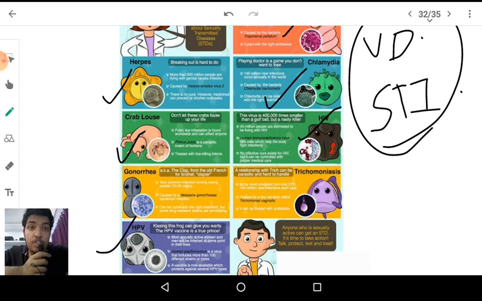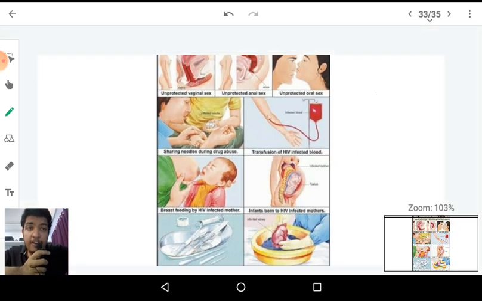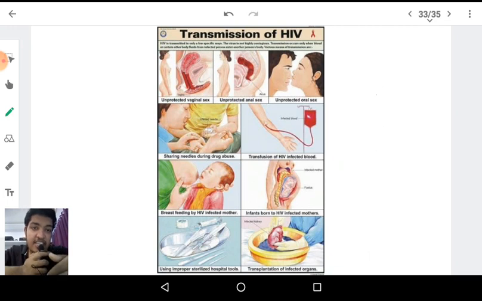However, you cannot cure two diseases. One is herpes and another one is AIDS. These two cannot be cured. So what are the different ways in which HIV is getting transmitted from one person to another person?